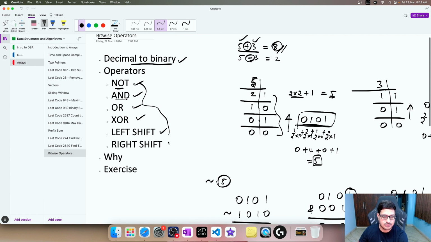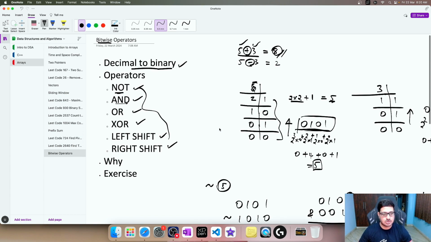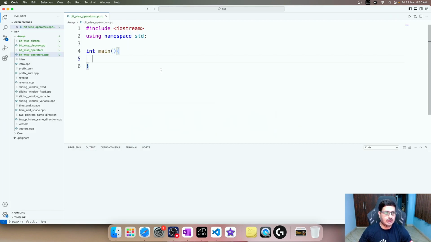So we've discussed left shift and right shift. So before we discuss why we need to learn all this, let's see all these operators in code. Okay, let's go to our VS Code, and I've created a new file called Bitwise Operators, and let's see one by one. Okay, so let's take our number 1, which is 5, and num2, which is 3. Okay, now let's do one by one.